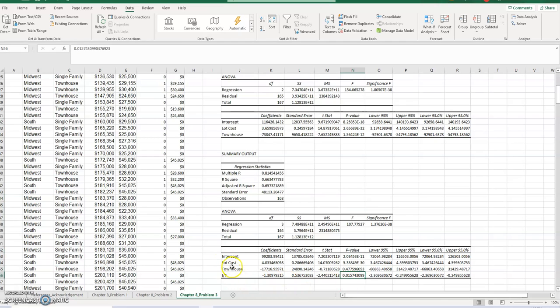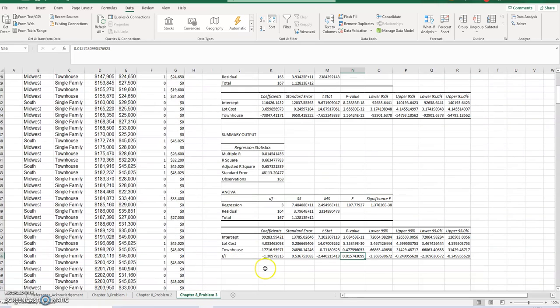And again, while we're noting this, we always want to make sure we include the main effects, to see, if we do have a significant moderating effect, what happens to the individual effects, or the main effects, of lot cost and townhouse. And again, you see that townhouse is no longer a significant contributor in describing the variation in selling price. However, it does strengthen the relationship as a moderating variable.